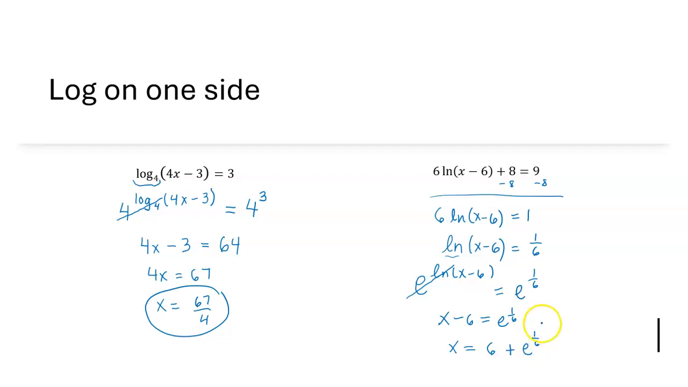If I wanted that as a decimal, I could certainly grab it on my calculator. I'm happy with that as an answer because e is a number kind of like pi. So you know how sometimes your teacher's okay with you saying the answer is 3 pi? I am okay with you having an answer with an e in it.